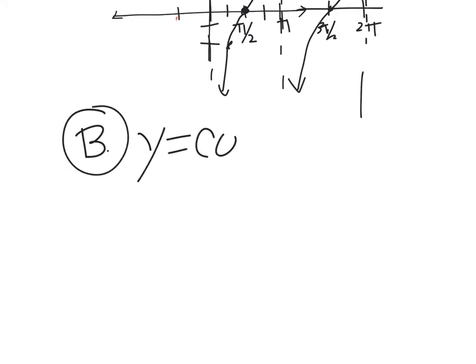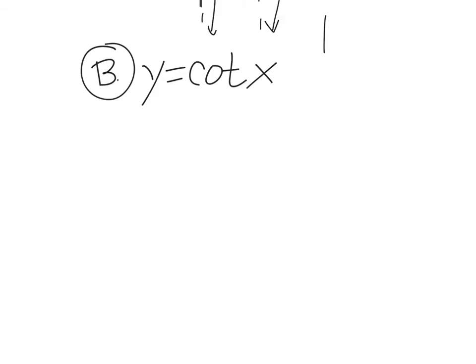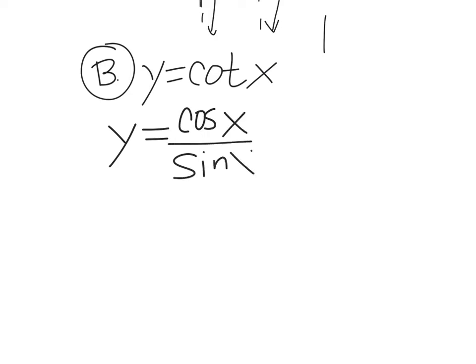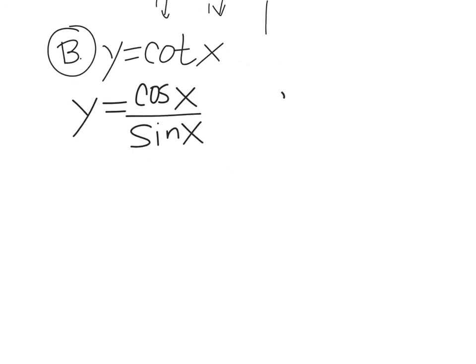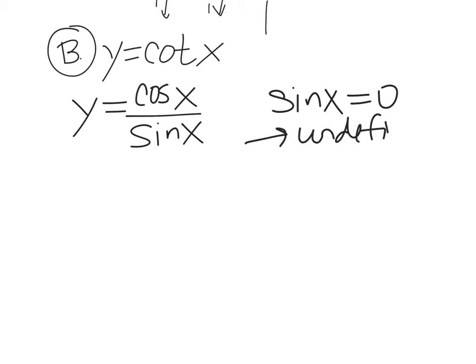Y equals cotangent x. Cotangent's going to be a lot like tangent, but cotangent, as you know, is the reciprocal of tangent. So everything gets flipped. Cotangent is cosine of x over sine of x. So now we need to figure out where sine of x equals 0, which is where cotangent is undefined, and that's where we're going to have our asymptotes. Cotangent has the same stuff though, like the domain and range. They're going to be a lot alike, except for the asymptotes are different.